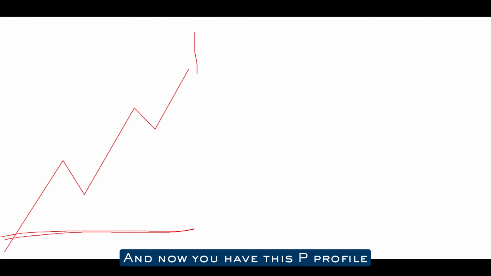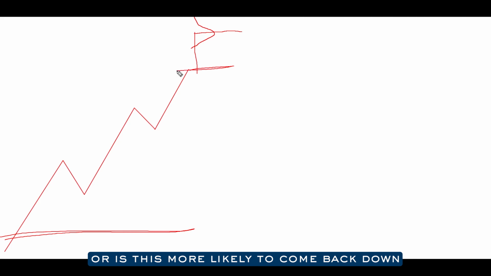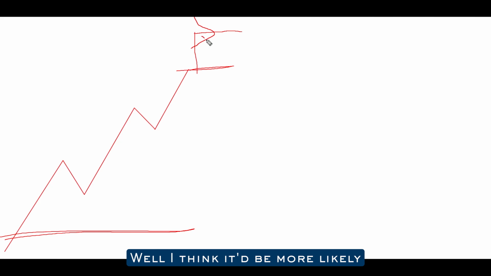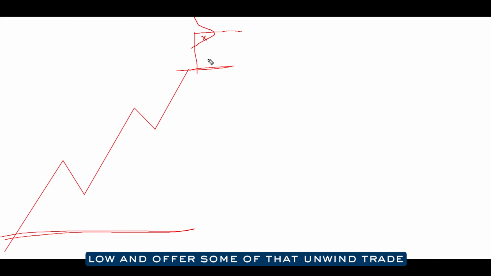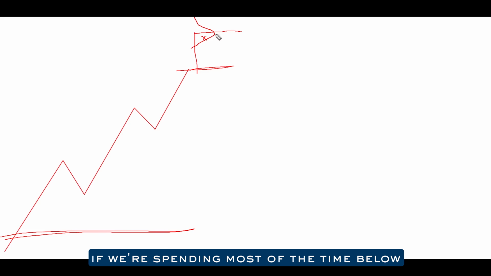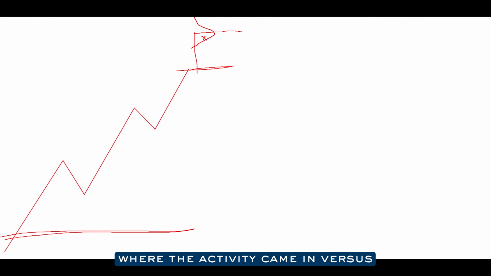And now you have this P profile with excess at the high. Here's your point of control. Is this a continuation structure, or is this more likely to come back down towards that day's low? Well, I think it'd be more likely to come back down towards that day's low and offer that unwind trade if we're spending most of the time below where the activity came in.